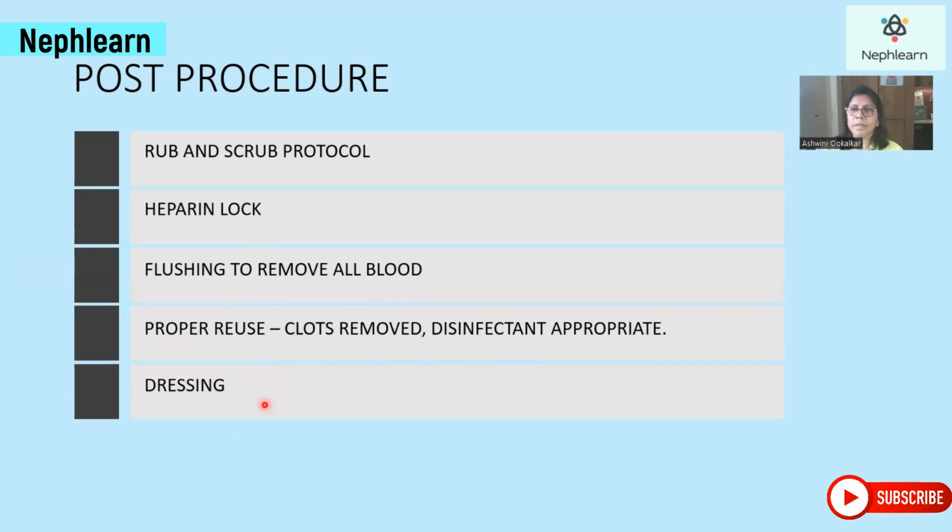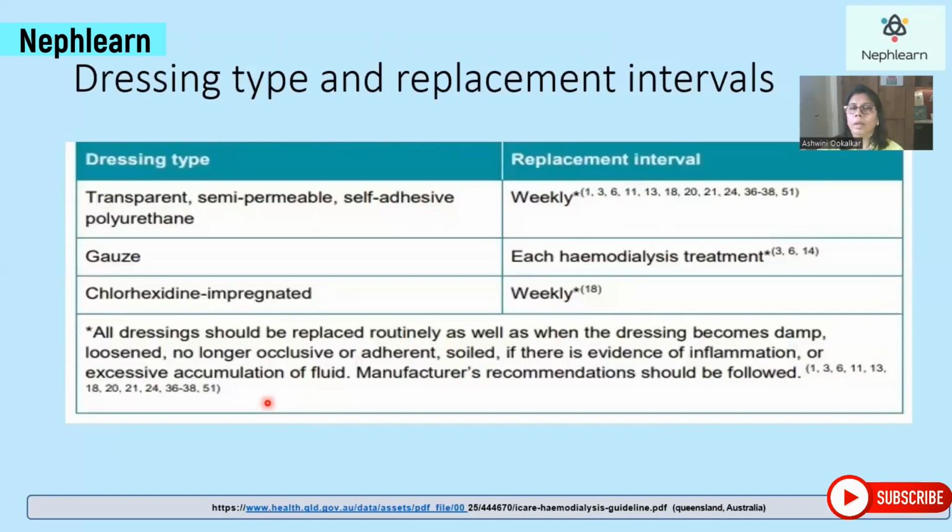Coming to dressings, this is a dicey point, and many times we have seen that dressings are changed at the end of dialysis. No, dressings are meant to be changed at the beginning of dialysis because you have to check so many things in a catheter. When should the dressing ideally be changed? If it is a transparent, semi-permeable and self-adhesive dressing, then one must change it only at the end of a week, not more frequently than that. However, please remember, if the dressing is loose, is damp, if it is soiled, and if it is no longer occlusive, or if there is any evidence of inflammation, then one must change the dressing immediately. If we are using gauze-based dressings, then they must be changed at each hemodialysis treatment. And again, these may be weekly.